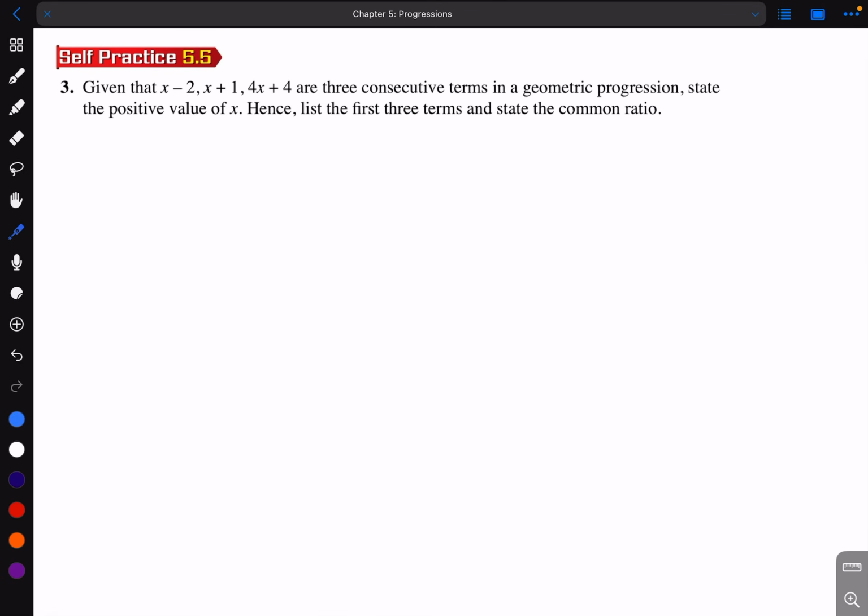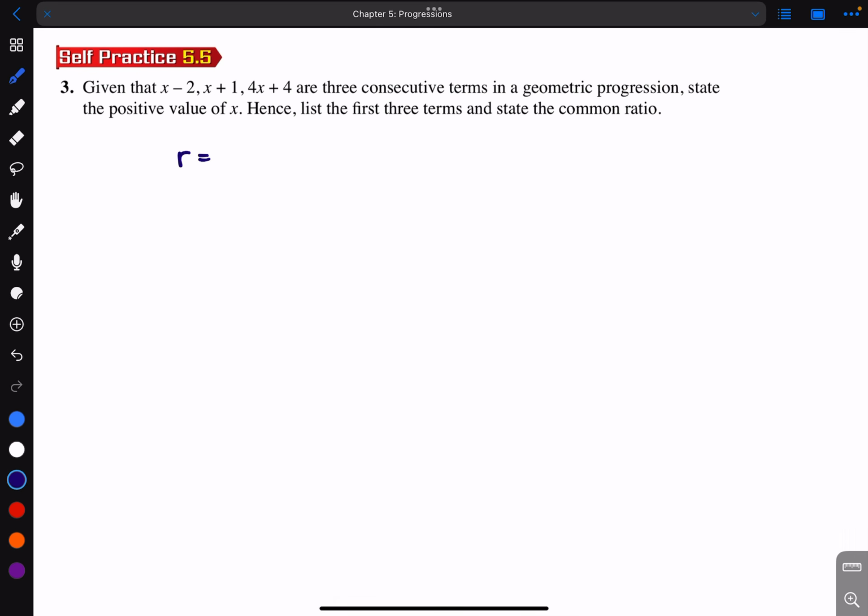Solve practice 5.5, question 3. Given that this, and this are three consecutive terms in a geometric progression, so this, and this must have the same R. State the positive value of x. Okay, let's try to find.